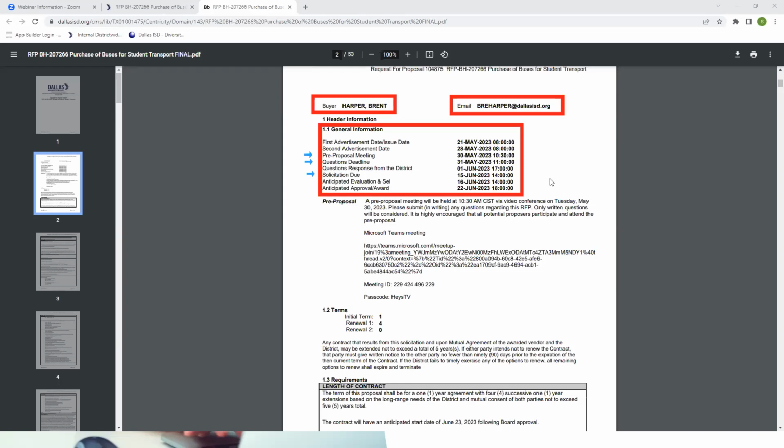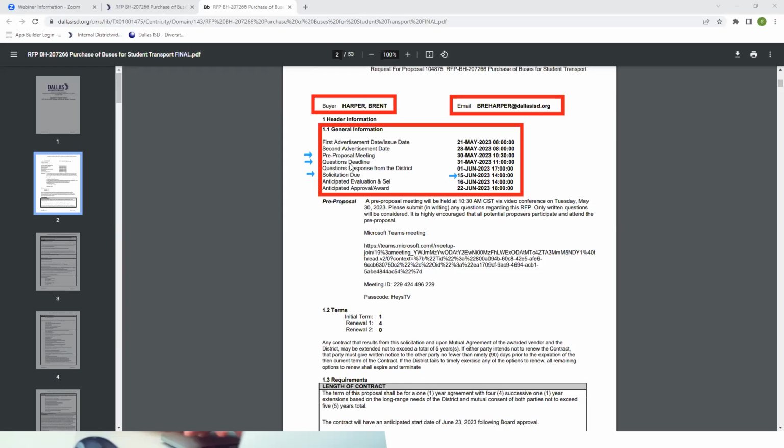So when they say solicitation, RFP, bid, those are terms that are kind of interchangeable that people say, but it's all referring to the same thing. So your response to this particular RFP, which is what it means when it says solicitation is due, is June 15, which is tomorrow. Okay. And so this particular one is due tomorrow.